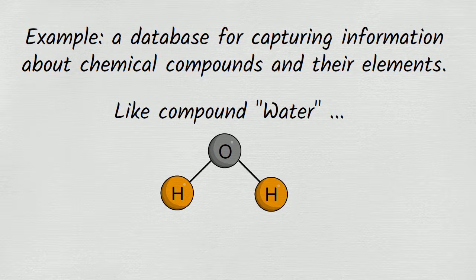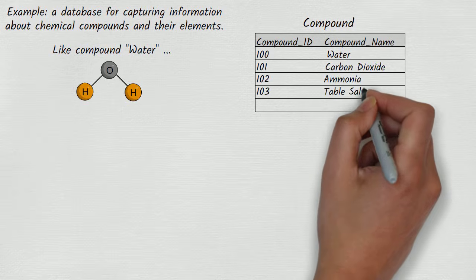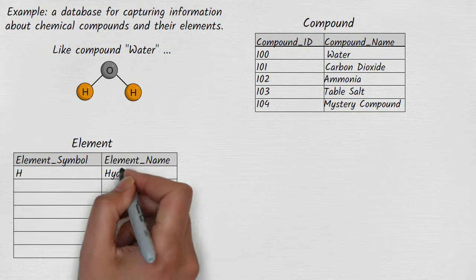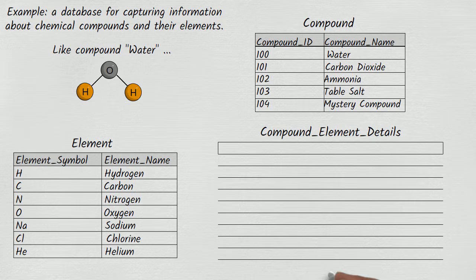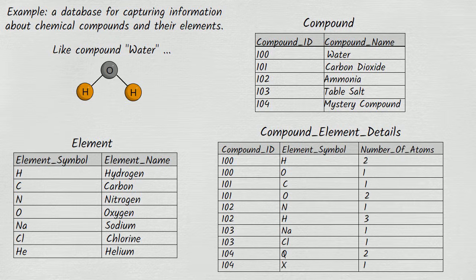In our database, we capture this kind of information about compounds and their atomic ingredients in 3 tables: a compound table to record compounds like water, an element table to record elements like hydrogen, and a table which we'll call compound element details, which tells us about the elements each compound is made up of. Of course, many more compounds and elements exist than the ones we've listed, but for the sake of simplicity, let's assume that the only elements and compounds we need to deal with are the ones shown here.